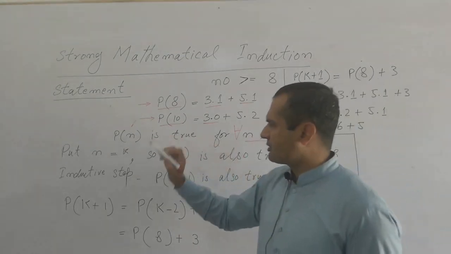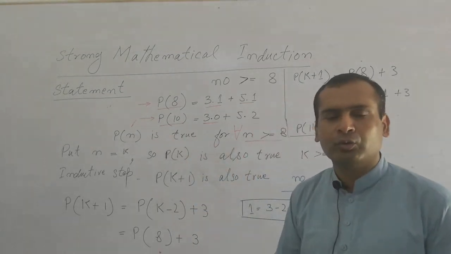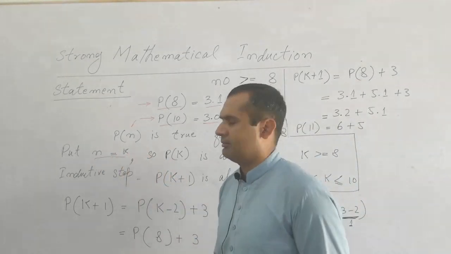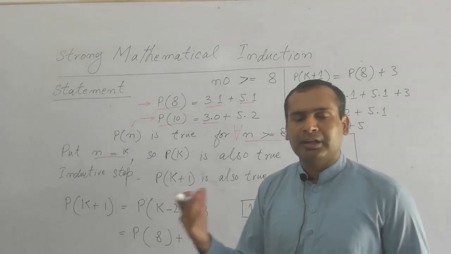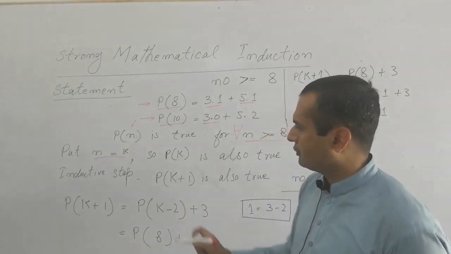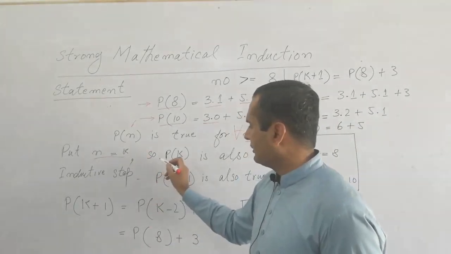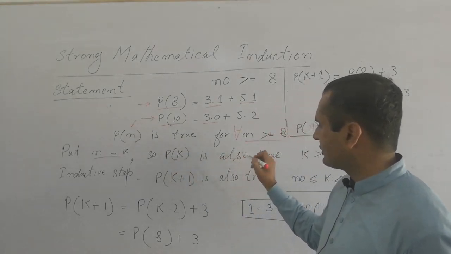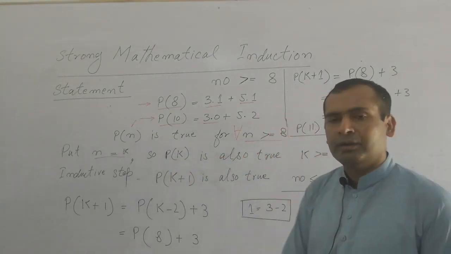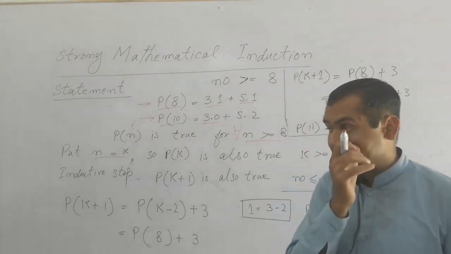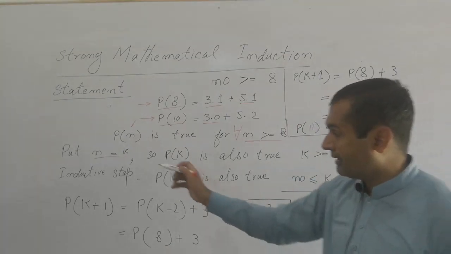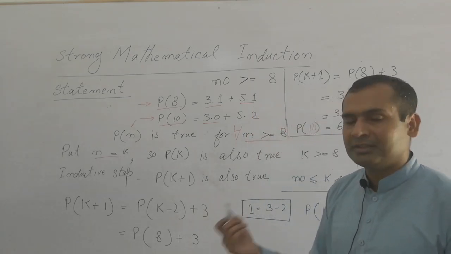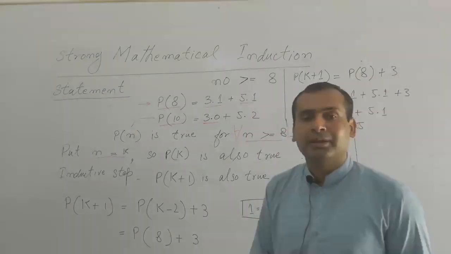Now we are moving towards the inductive step, but before that put n as k. Just change the name of the variable, so it will become n as k, and the same statement that P of k is true is also true as k is greater than or equal to 8. Now we are moving towards the inductive step. What is the inductive step? That we need to add k plus 1.